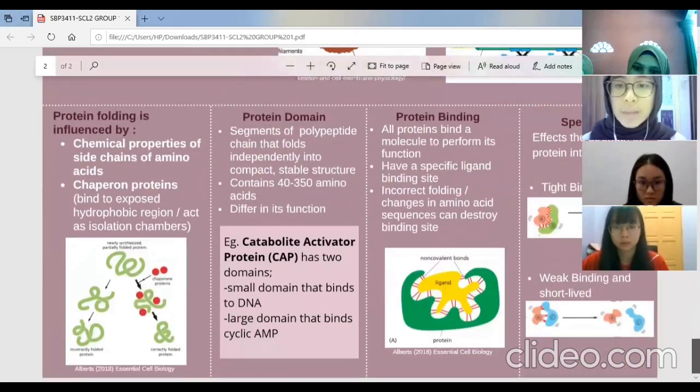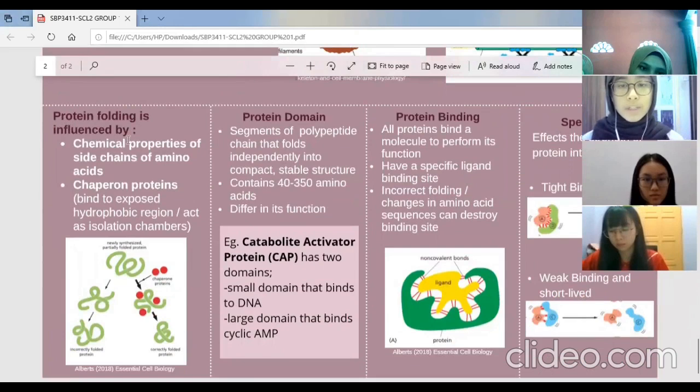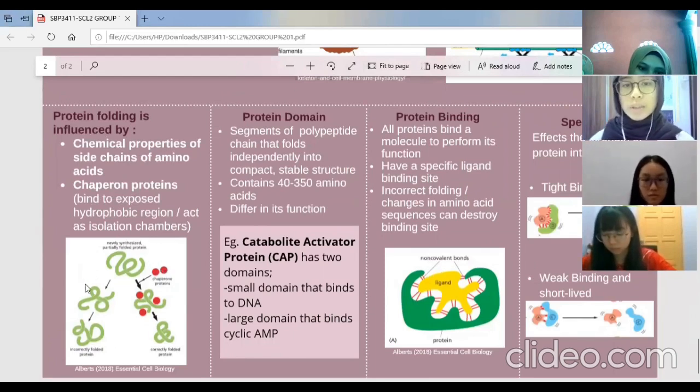Okay, next, we go to protein folding. So as you may know, protein is made up of chains of amino acids that are held together by peptide bonds. So this chain must undergo a folding process so that the protein can have a 3D structure, because this 3D structure is very important for the protein to perform its function.